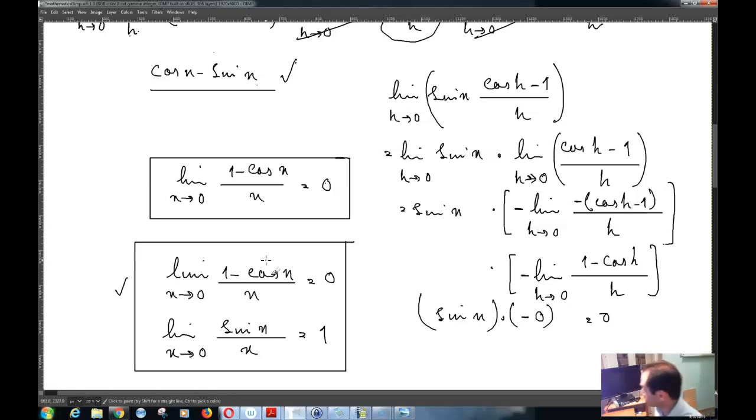Okay, so the next question that we have is a function f of x equal to x times sine x, and we want to find the derivative of this using the first principle. We will do that in the next video. See you in the next video.